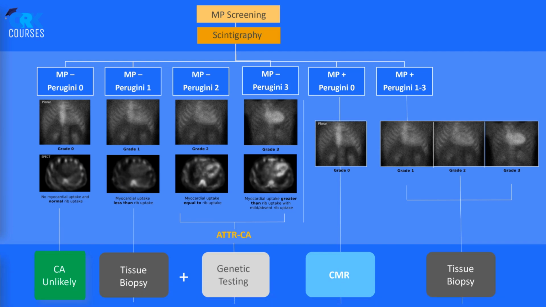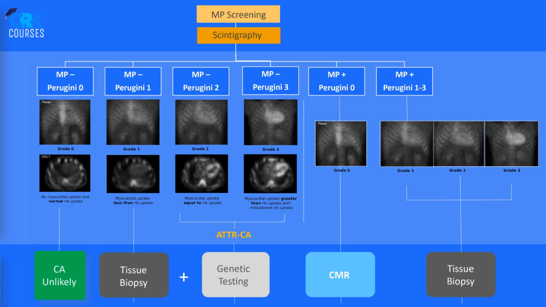The on-screen figure illustrates the diagnostic pathway endorsed by the European Society of Cardiology and the American Heart Association. When evaluating a patient for suspected transthyretin cardiac amyloidosis, the primary diagnostic approach begins with two parallel tests: bone scintigraphy using Perugini grading and comprehensive monoclonal protein screening. This dual strategy forms the cornerstone of current diagnostic algorithms recommended by the European Society of Cardiology and other major societies. Let's explore the decision pathway step by step.